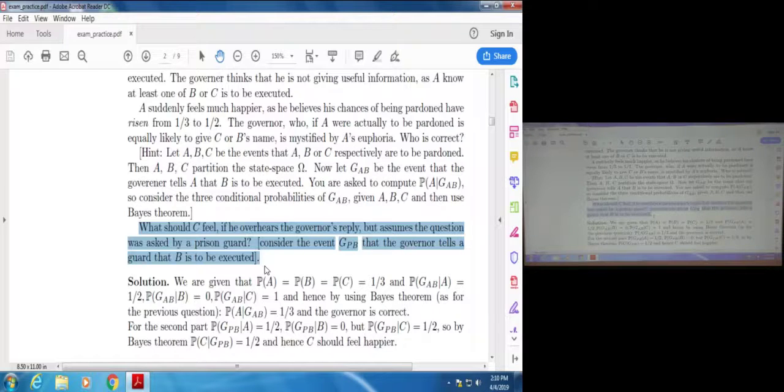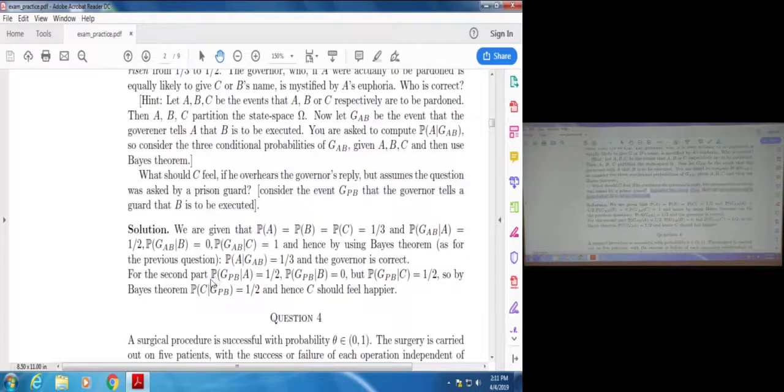Now part C, the next part of the question, asks what prisoner C should feel if he overhears the information, but he thought it was a prison guard who asked the question. We're again given a hint that we want to consider the event G of P B, that the governor tells the prison guard that B is to be executed. This is pretty much the same question, and we still have this information, and we want to consider these three events, except in the case G of P B.